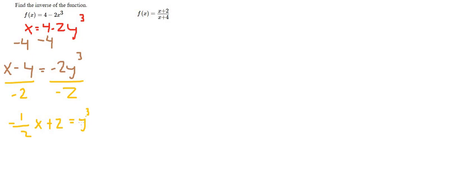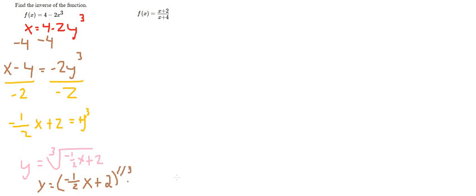And then the opposite or inverse of a cube is the cube root. So that's going to give us y equals, and we could write it out as the radical symbol, put the little 3 there, and write negative 1/2 x plus 2. And that could be our answer. We could also write this out as y equals, put parentheses, because we're going to do the whole thing, negative 1/2 x plus 2, close the parentheses and put 1/3 up here as the exponent. It means the same thing.